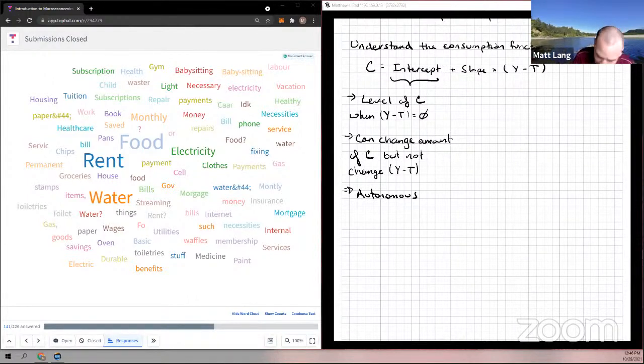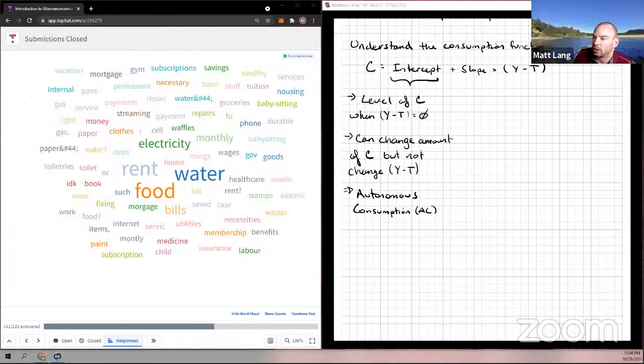You can think of it as automatic consumption. This consumption is just automatically happening regardless of what Y minus T is. So some examples that you guys brought up: rent, water, food. I think just in general, fixed expenses and basic necessities.